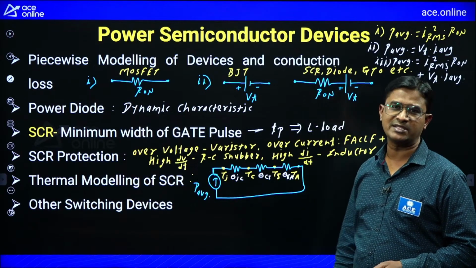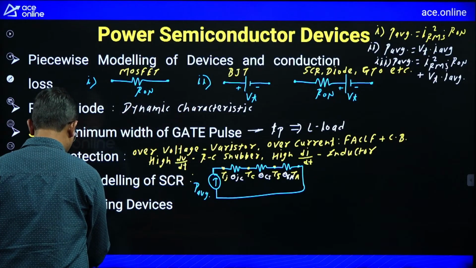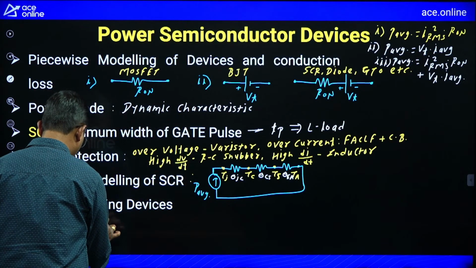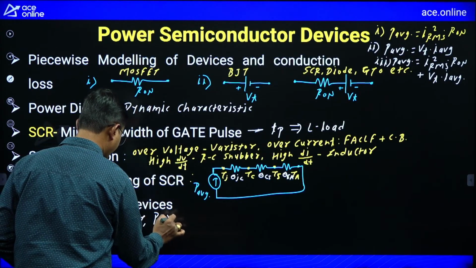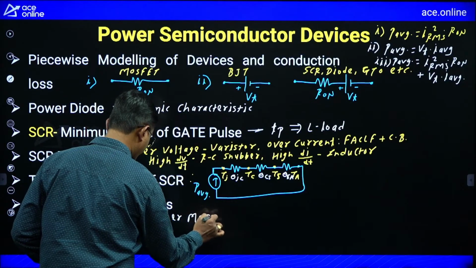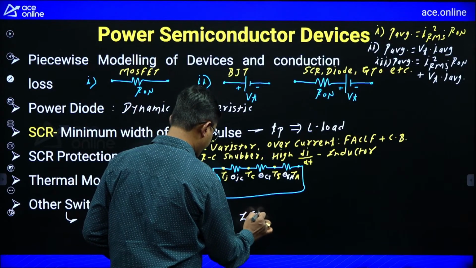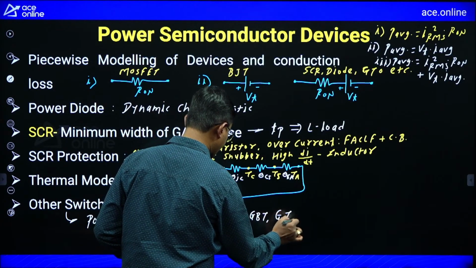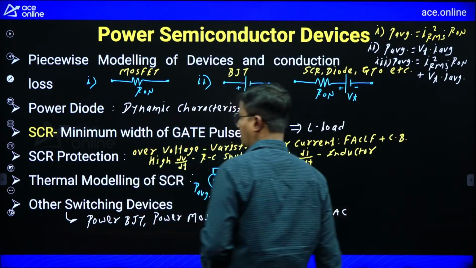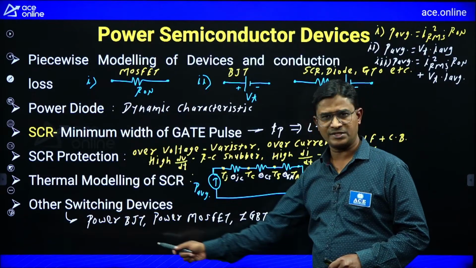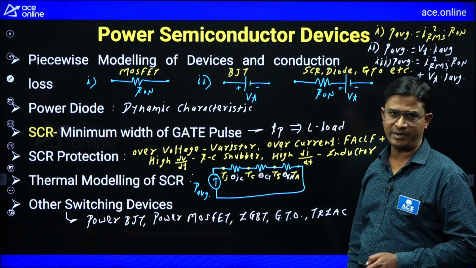Next is other switching devices. On other switching devices, you can expect only theory questions. Other switching devices are power BJT, power MOSFET, IGBT and GTO. Yes, TRIAC is also there. On these devices you can expect only theory questions. So these are the important points from chapter number 1.